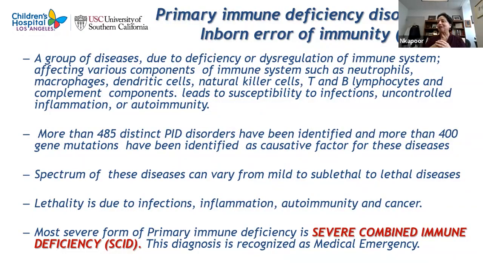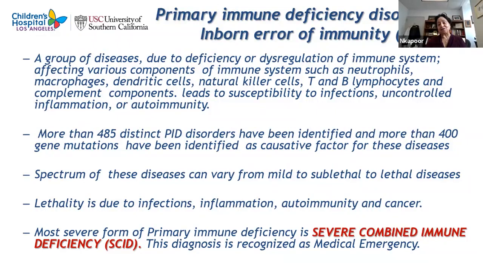In reality, this field is moving very fast, and anytime I present the slide, my slides seem to be outdated. But even at the current time, there are more than 485 distinct primary immunodeficiency disorders which have been identified, and more than 400 gene mutations have been identified as a causative factor for these diseases. And each time, as I said, I feel outdated because for sure, next week there will be more genetic disorders identified or more diseases which can be attributed to those recognized.